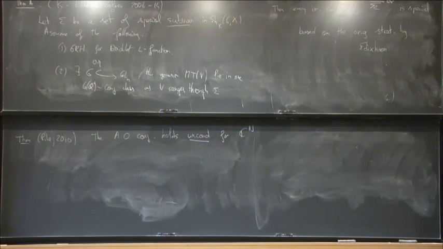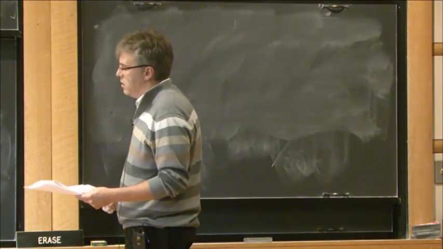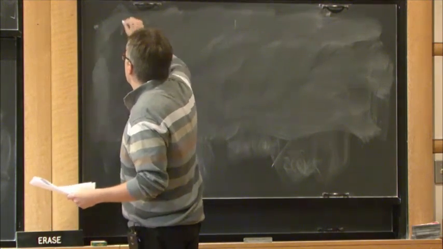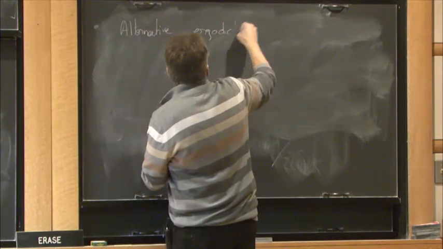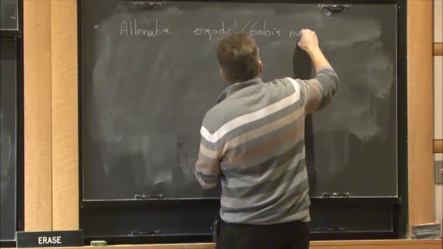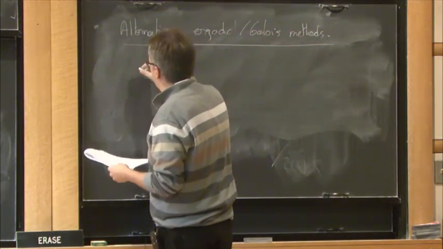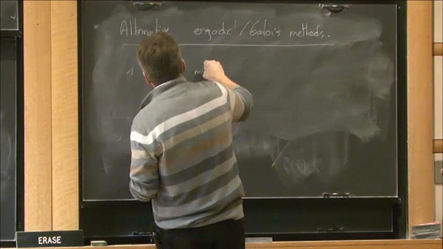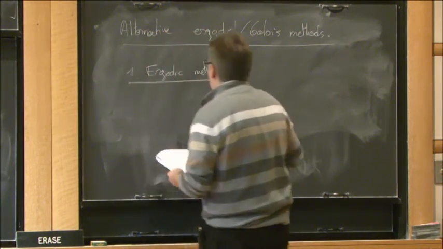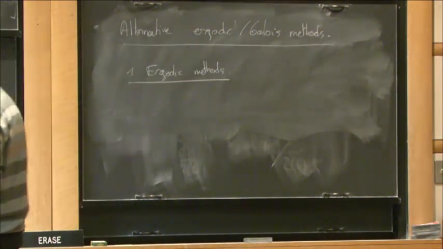Okay. So let's try to say something non-trivial about the proof. The starting point of the proof is some alternative between ergodic and Galois methods. Well, let's talk first about ergodic methods. So why are they relevant? Well, the idea is that you want to control the Zariski closure of a set of special points.